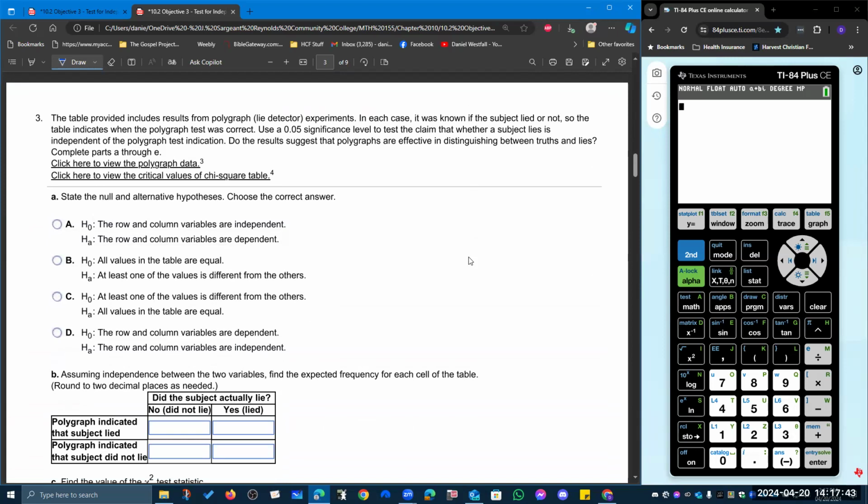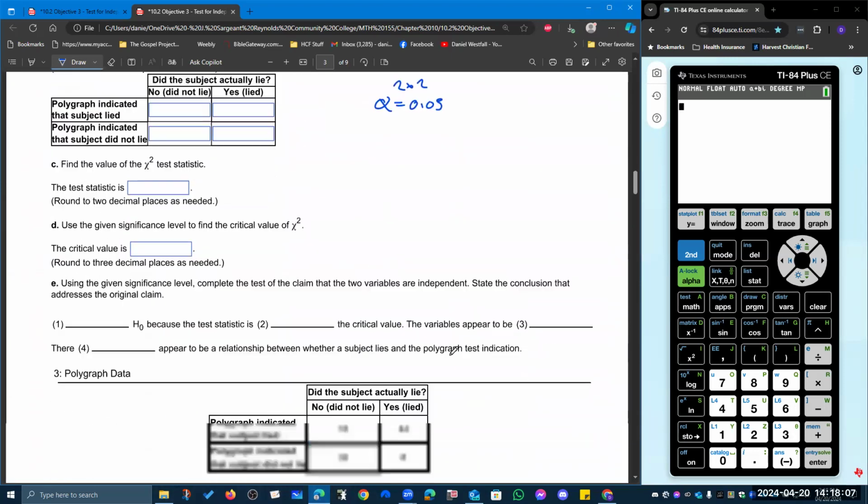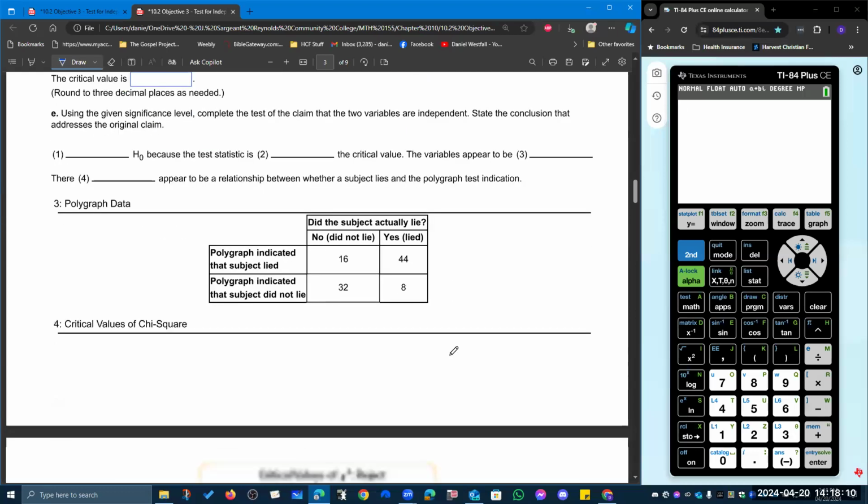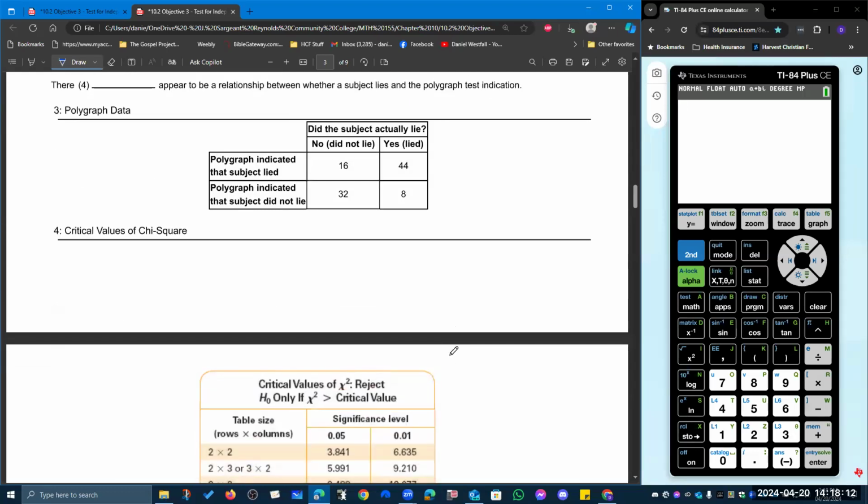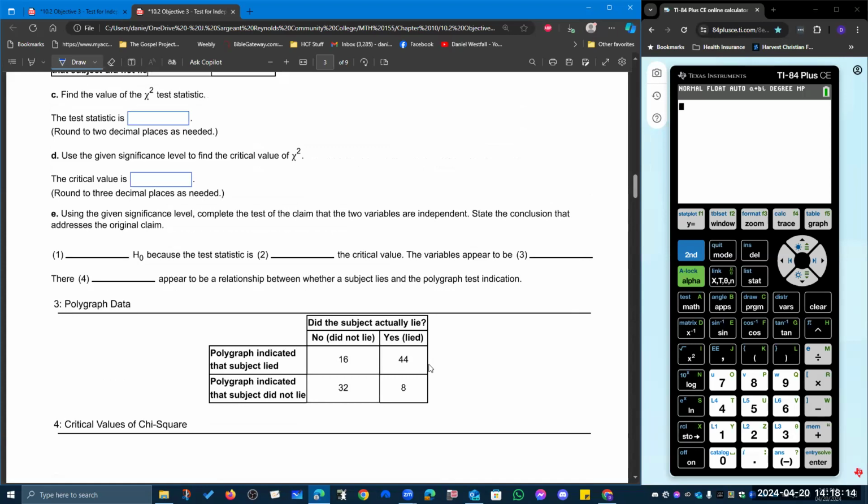Right, let's go ahead and state our null and alternative hypotheses here. The null is that row and column variables are independent. The alternative is that row and column variables are dependent. Alpha is 0.05, and we have a 2x2 table. So let's look up our critical value: 3.841.